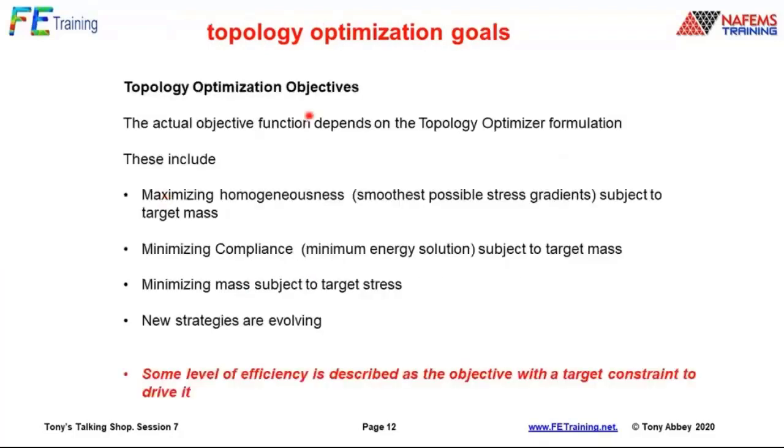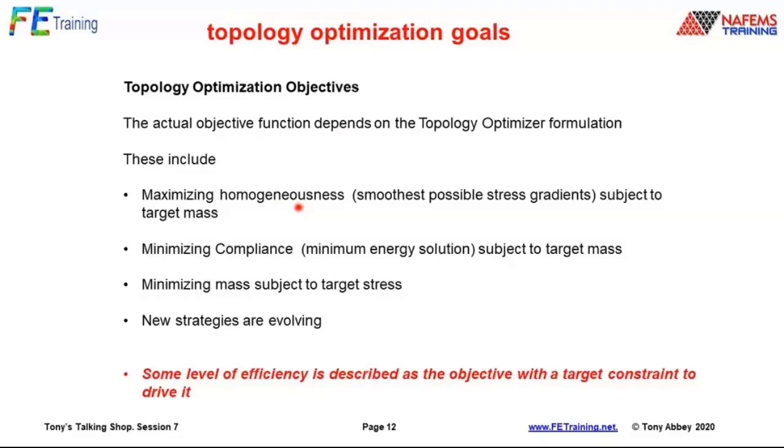Now, what are we trying to do with the topology optimization goals? Notice I'm talking about topology optimization; I'll explain why in a few slides. The objective function is what we're trying to minimize or maximize with an optimizer. Traditionally, this can include maximizing homogeneousness, which is a very interesting approach. We're actually smoothing stress gradients, getting the smoothest possible stress gradients subject to a target mass. That was used more in the shape methods that Marcel reminded me of. That goes back all the way to what we call an optimality criteria, where it sounds like a good idea: if we smooth stresses, that's going to give us efficient structures.